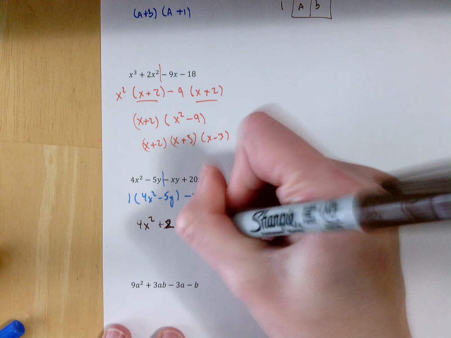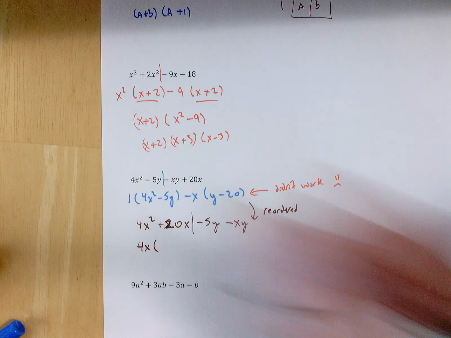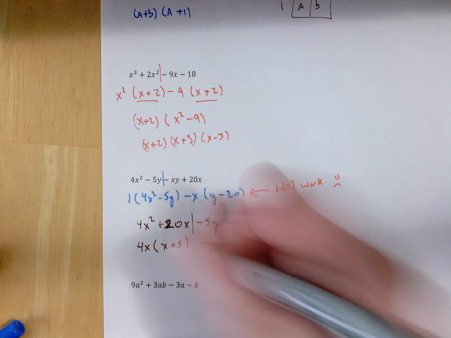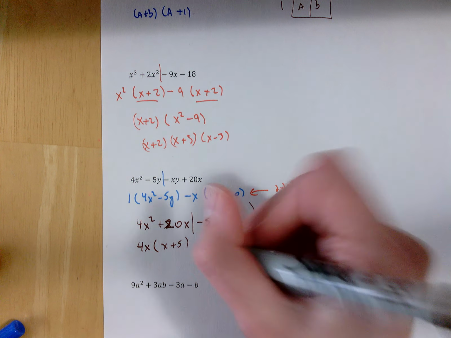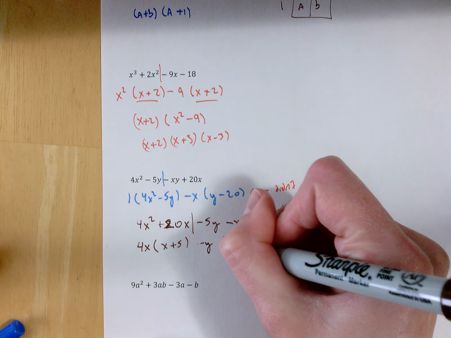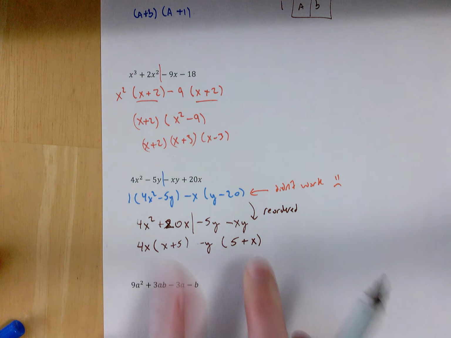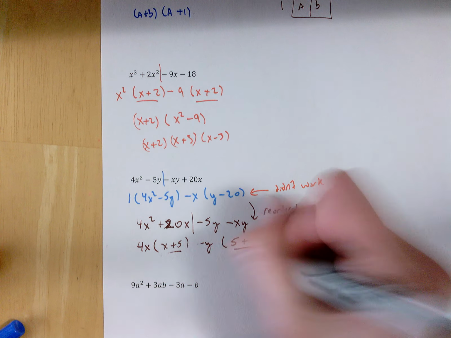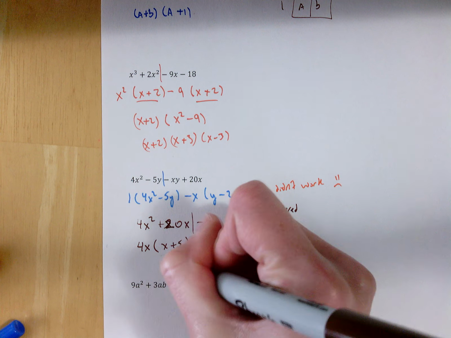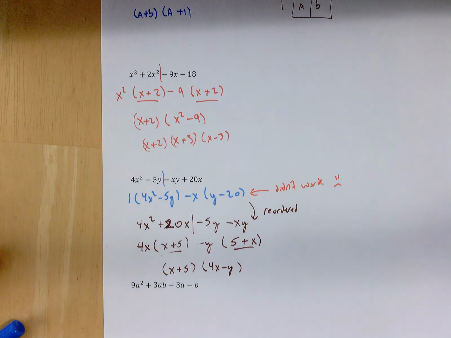Okay, and now let's try it. So I'll split it in half here. Common factor between those is 4x, and that leaves me with x plus 5. Common factor between these guys would be a negative y. So I'm going to pull out a negative y, and that's going to leave me with 5 plus x. And x plus 5 and 5 plus x, those are the same thing, right? So now I have a common factor that I can pull out. I'm going to write it as x plus 5, and that leaves me with 4x minus y left over. And there's my factored form.